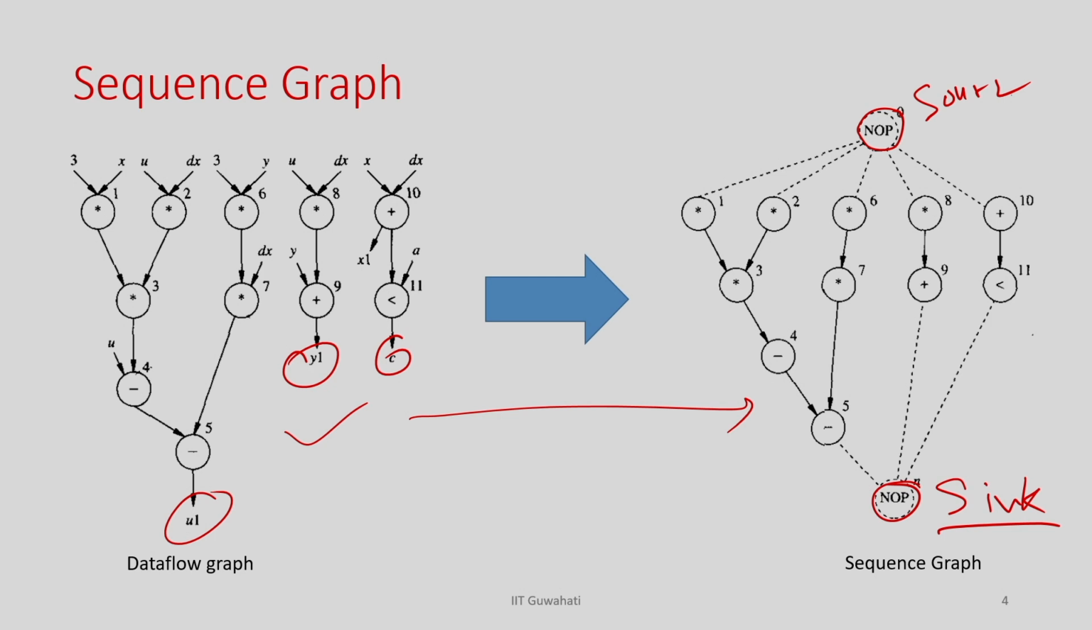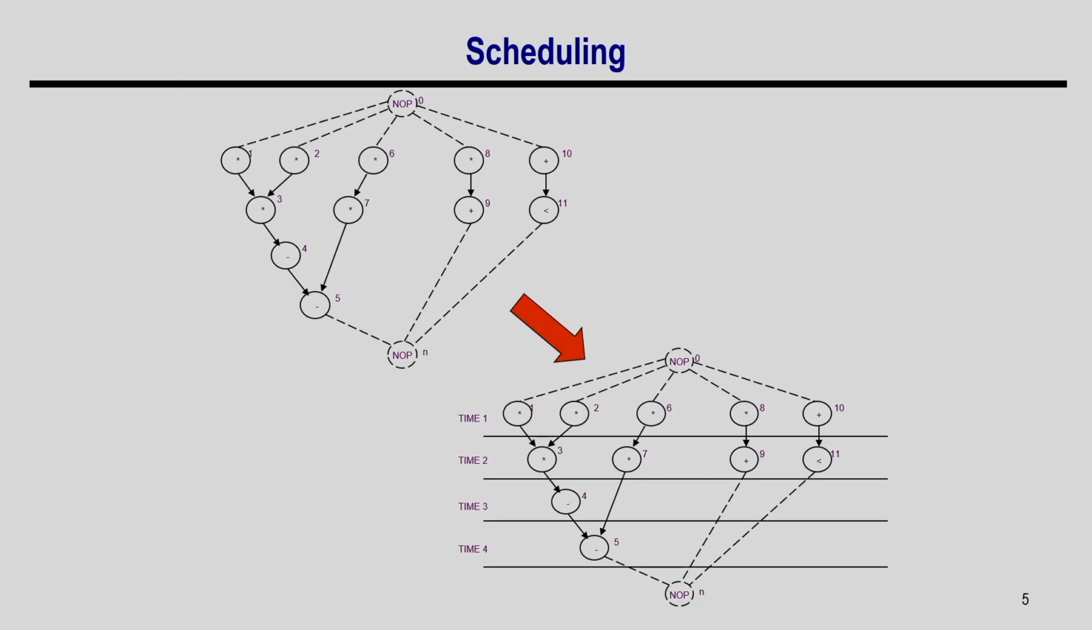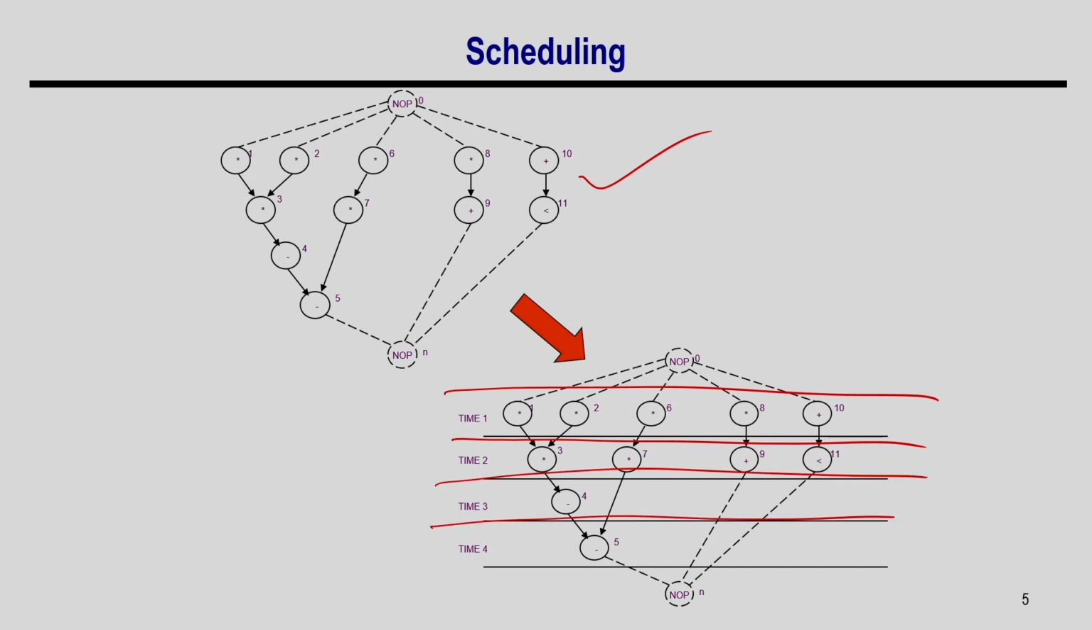And right. So, now what is scheduling? Given such a sequence graph, it determines in which time step which operation is to be executed, right. So, here is an example. Basically you decide that this operation is going to be executed in time step 1, this operation in time step 2, this operation in time step 3, and this in time step 4, and so on. So, this is the job of the scheduling.